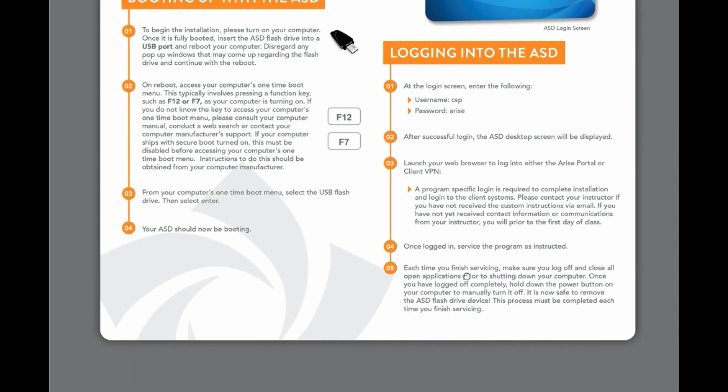Step 5. Each time you finish servicing, make sure you log off and close all open applications prior to shutting down your computer. Once you have logged off completely, hold down the power button on your computer to manually turn it off. It is now safe to remove the ASD flash drive device. This process must be completed each time you finish servicing. So guys, step 5 is very important. You log off all your programs, all your applications, before shutting down your computer and removing your ASD. Every time you're done servicing, follow step 5.